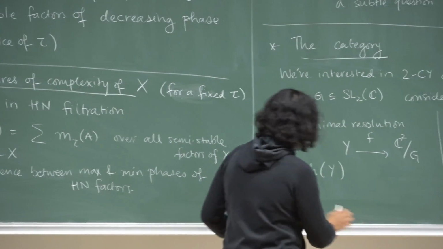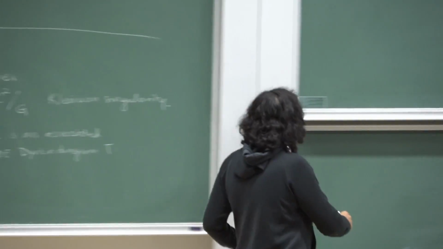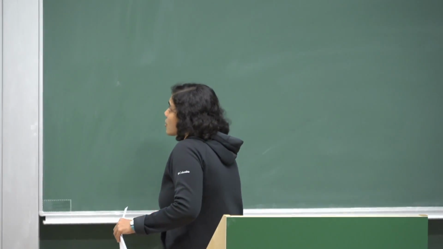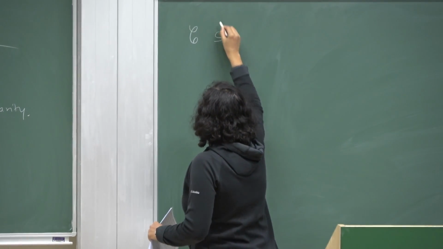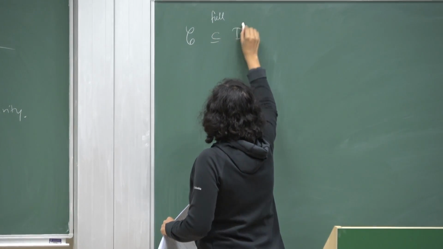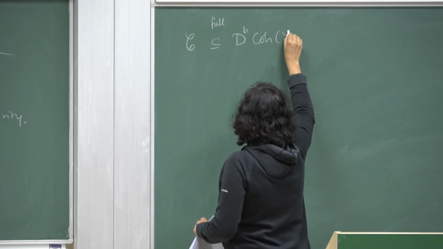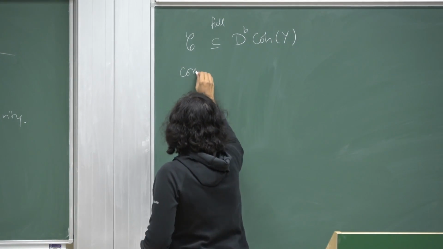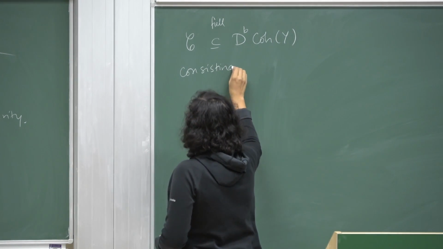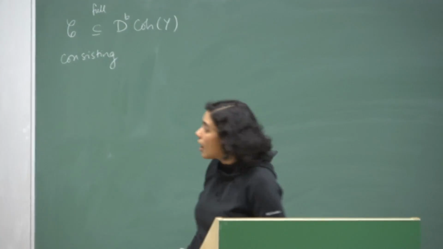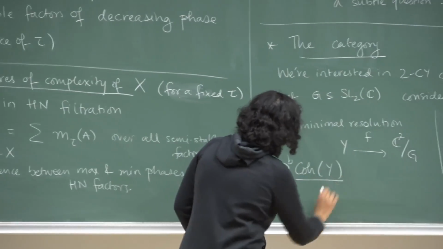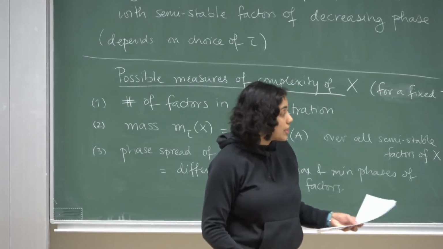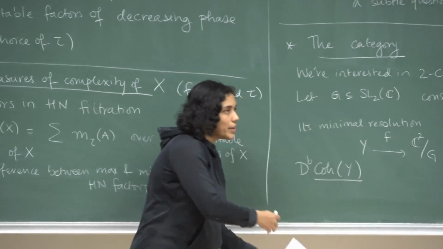Okay, and then, I'm running out of board space, I'll come over here. So the category that we want is going to be a full subcategory of D^b Coh of Y consisting of objects. So you might say what that is, not everyone will know what that is. Coh of Y is the abelian category of coherent sheaves on Y, and D^b would be its derived version.